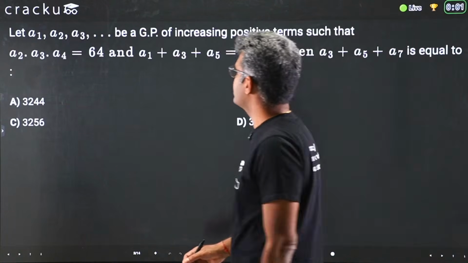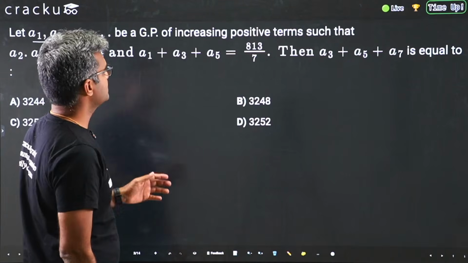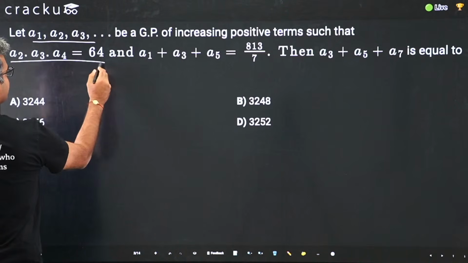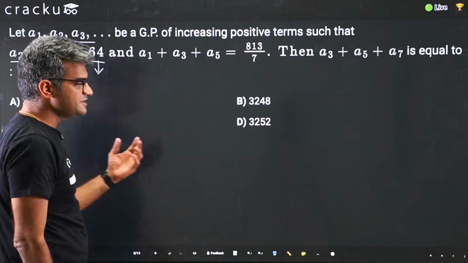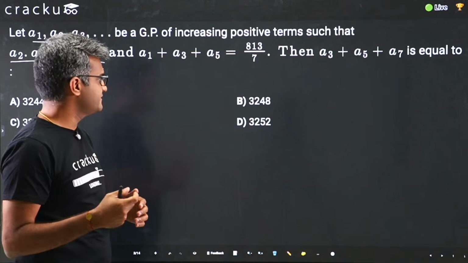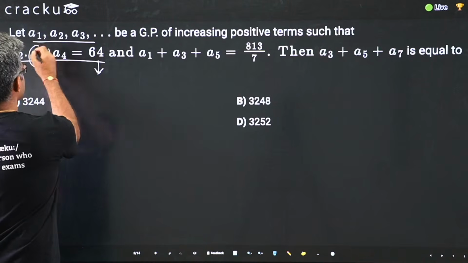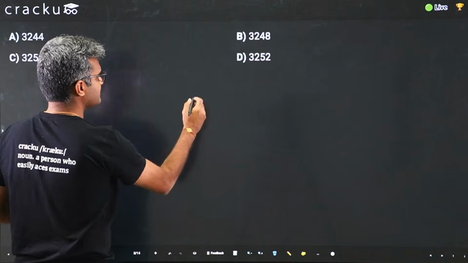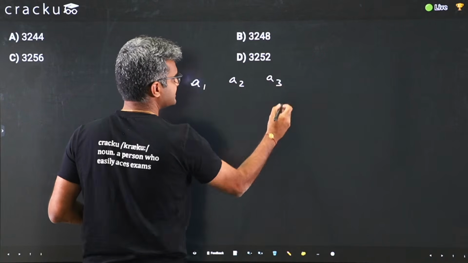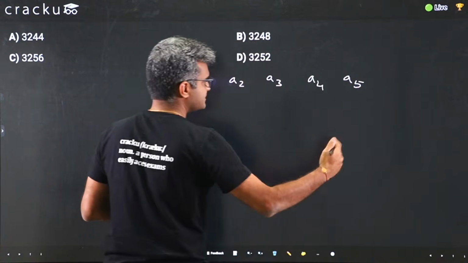Here we are told that A1, A2, A3 is a geometric progression of increasing positive terms. The product of A2, A3 and A4 is given to be 64. In any geometric progression, when you are given the product of 3 consecutive terms, it is a very good indicator that we are getting some clue about the middle term, which is A3. For example, if you assume that the first term is A1, the second term is A2, the third term is A3, then we have A4 and then we have A5. All of these are going on.